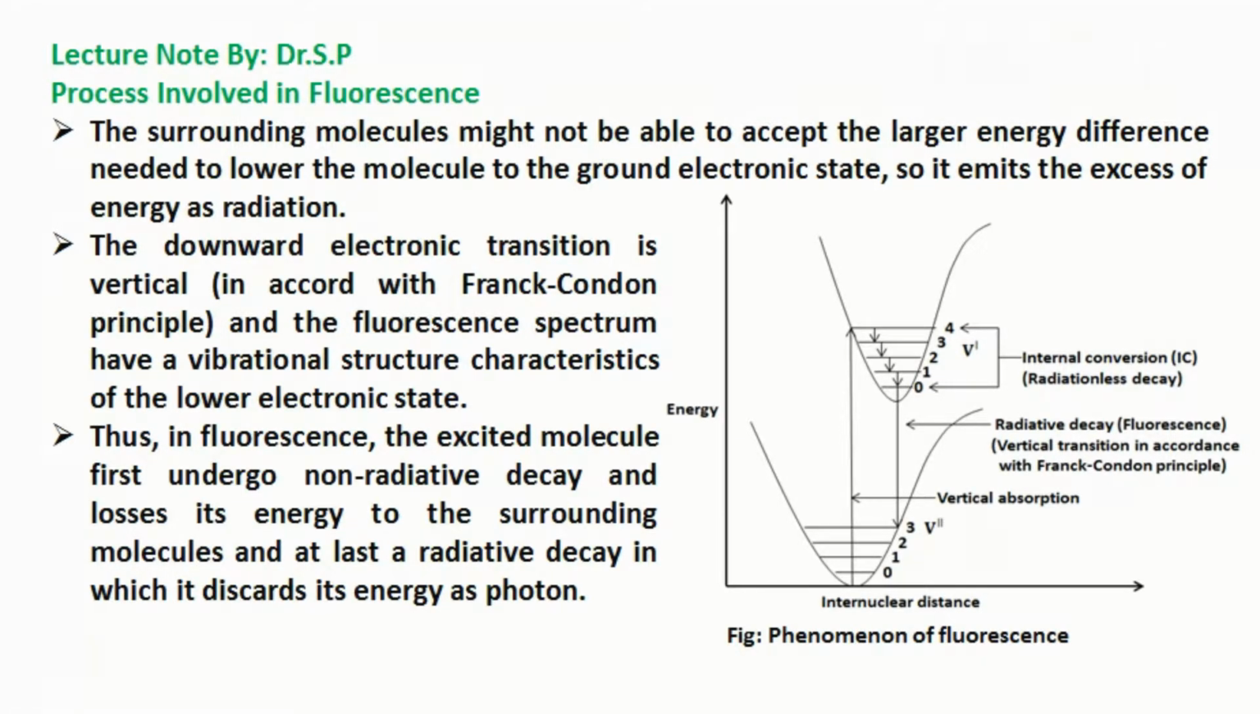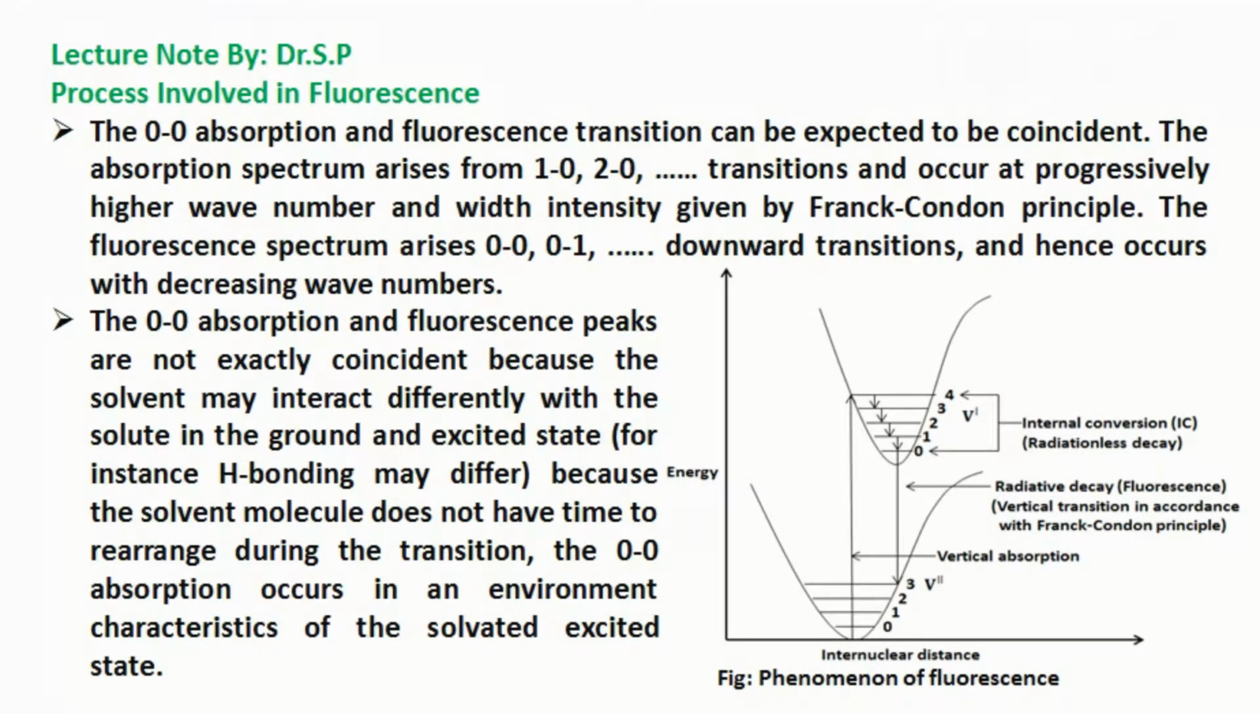Thus, in fluorescence, the excited molecule first undergoes non-radiative decay and loses its energy to the surrounding molecules, and at last a radiative decay in which it discards its energy as a photon. The 0-to-0 absorption and fluorescence transitions can be expected to be coincident. The absorption spectrum arises from 1-to-0 transitions, 2-to-0 transitions and so on, and occurs at progressively higher wave numbers with intensity given by the Franck-Condon principle. The fluorescence spectrum arises from 0-to-0 transitions, 0-to-1 transitions and so on, downward transitions, and hence occurs with decreasing wave numbers.